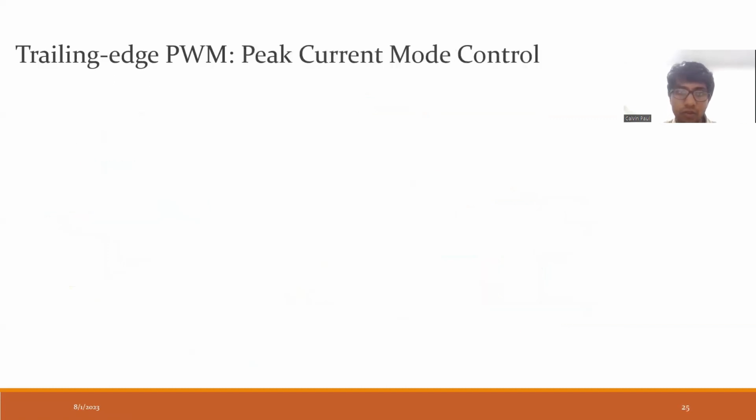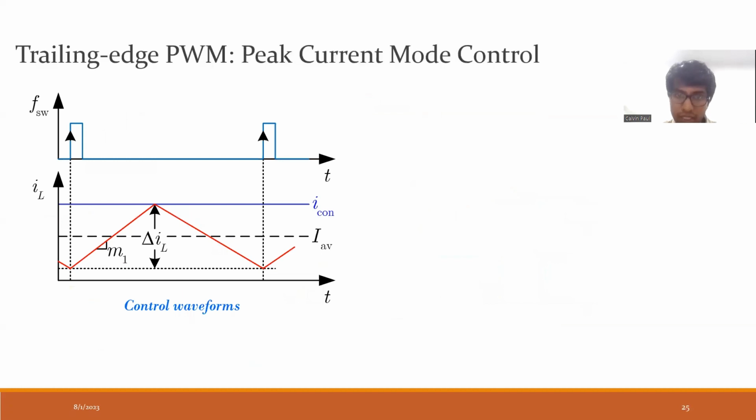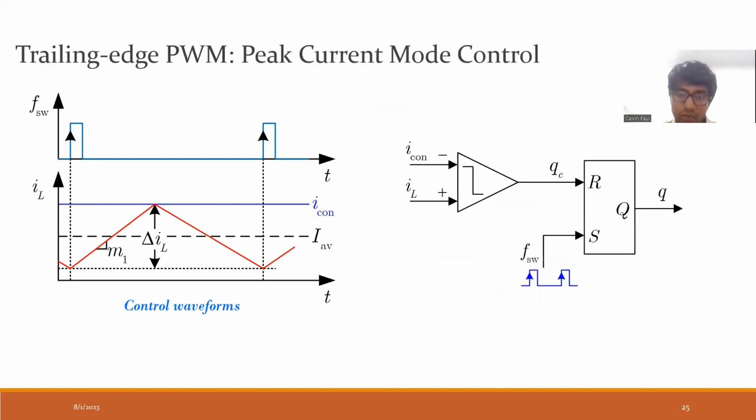Now we will go to peak current mode control. In peak current mode control, this is my signal, the inductor current, and this is my reference value, iCon. The inductor current will rise and try to go above this iCon. When it tries to go above iCon, this will become 1, and then this will turn it off. What happens at the start? You get a set pulse.